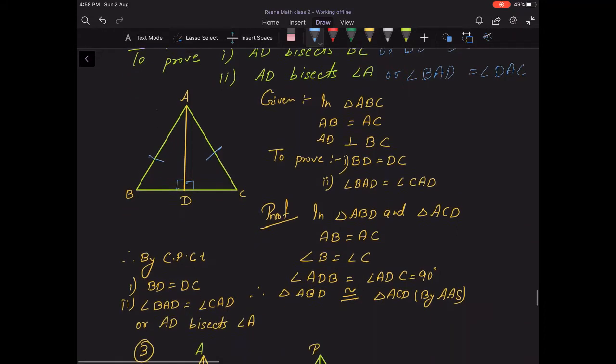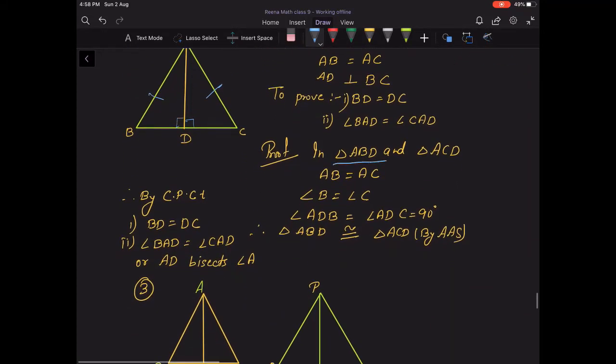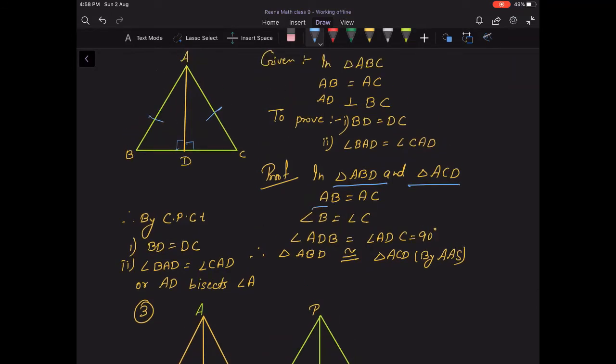So, for this we have chosen the triangle ABD and ACD. You see here carefully. We can write AB is equal to AC and angle B is equal to angle C, because we know that angles opposite to equal sides are equal. Also, angle ADB is equal to angle ADC, both are 90 degree. So, these two triangles are congruent by AAS, hence triangle ABD is congruent to ACD, and by CPCT we can write BD equal to DC and angle BAD equal to CAD, or AD bisects angle A.